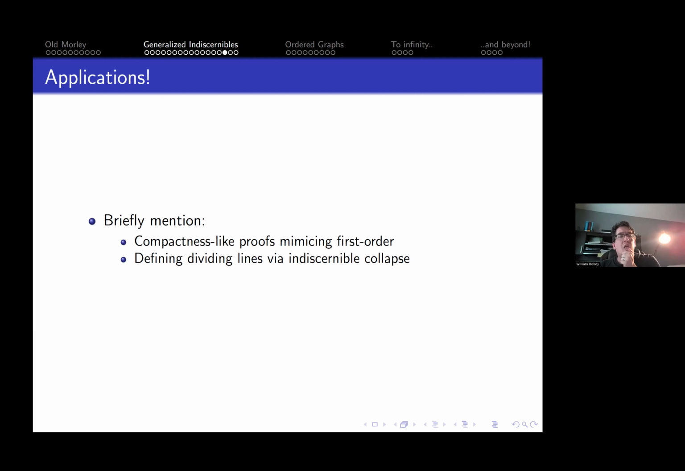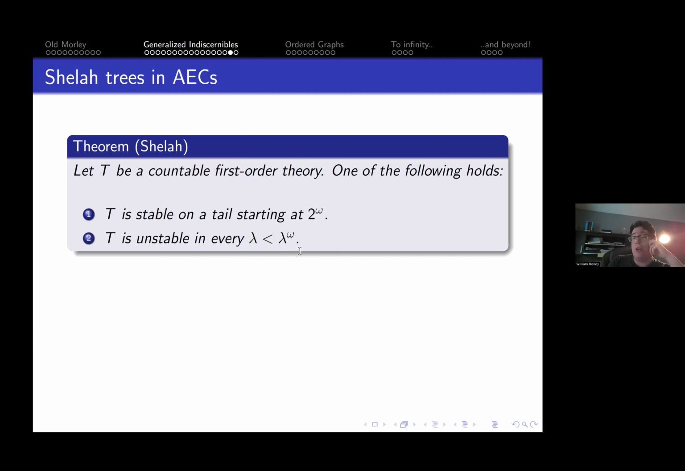So what is the compactness story? Shelah has this great result from first order classification theory that one of the following holds. That is, basically you're either superstable or strictly stable: you're stable on a tail of cardinals starting no later than the continuum, or you're unstable in every cardinal lambda where lambda is less than lambda to the omega. So how does he prove this?